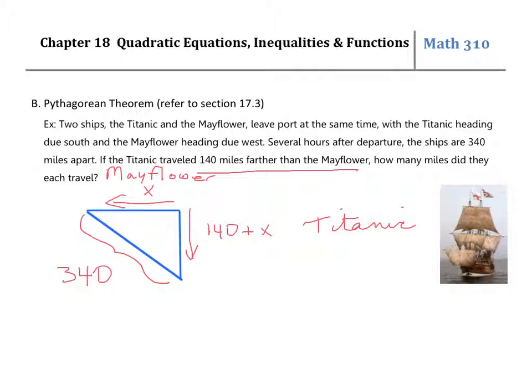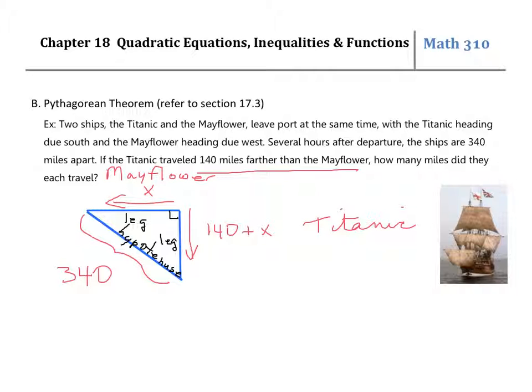So when all of these ships do all of these things, they form a triangle where the sides that are on either side of the right angle are the legs, and the other side is the hypotenuse, which is the side that is opposite the right angle.